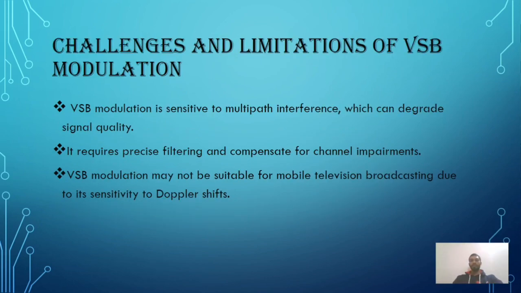Challenges and limitations of VSB modulation. VSB modulation is sensitive to multipath interference, which can degrade signal quality. It requires precise filtering and compensation for channel impairments. VSB modulation may not be suitable for mobile television broadcasting due to its sensitivity to Doppler shift.